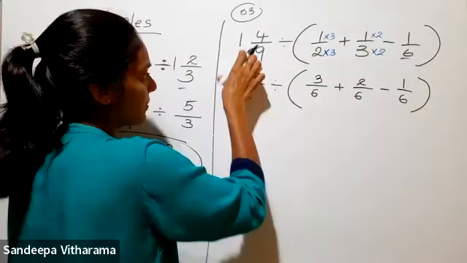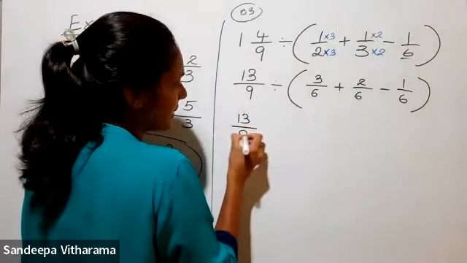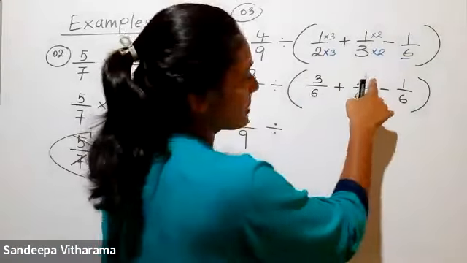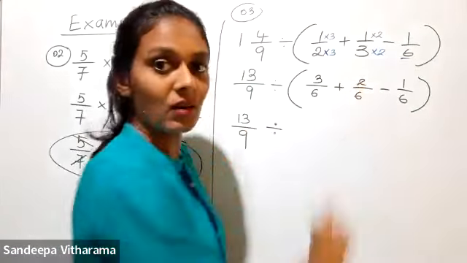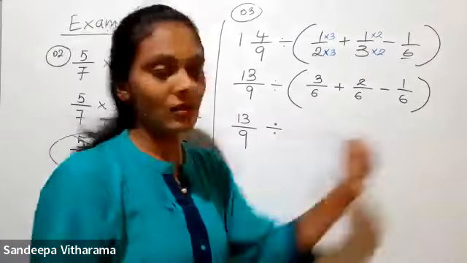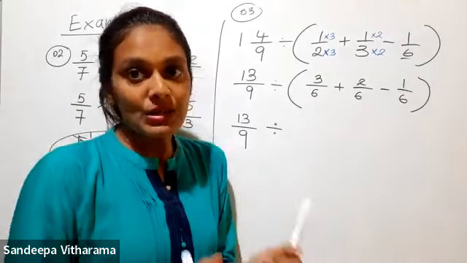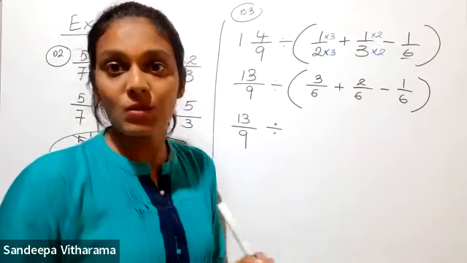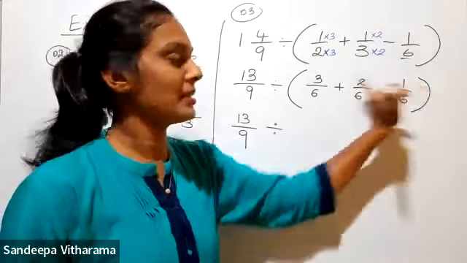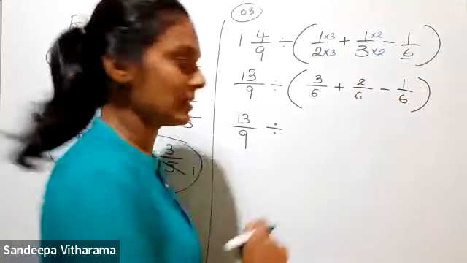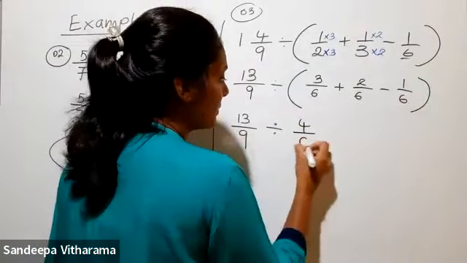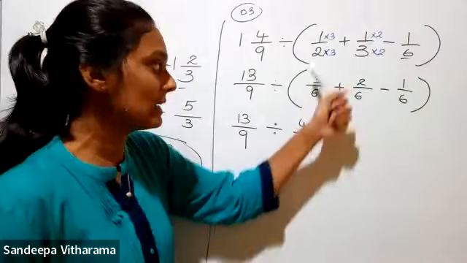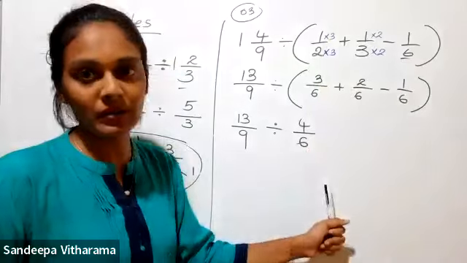So it is 3 upon 6 added to 2 upon 6 and subtract 1 upon 6. So then 13 upon 9 division. Now it is a common denominator, so we can simplify the numerators. 3 plus 2 is 5. 5 subtracted by 1 is 4. So it is 4 upon 6. No need to put brackets again because now we have converted the expression into one fraction.